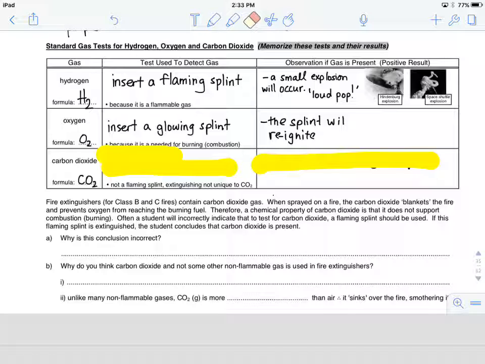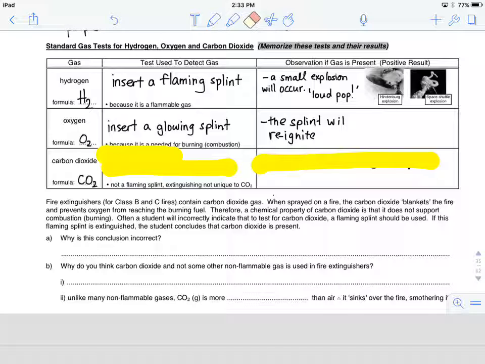However, carbon dioxide is not the only gas that would make that splint go out. So that really tells us nothing, right? You could have a test tube full of helium, and if you put a splint in there, it would go out. You could have a test tube full of nitrogen, and if you put a splint in there, it would go out. So that doesn't confirm or deny whether it's carbon dioxide. It basically just tells us that it's not hydrogen and it's not oxygen.